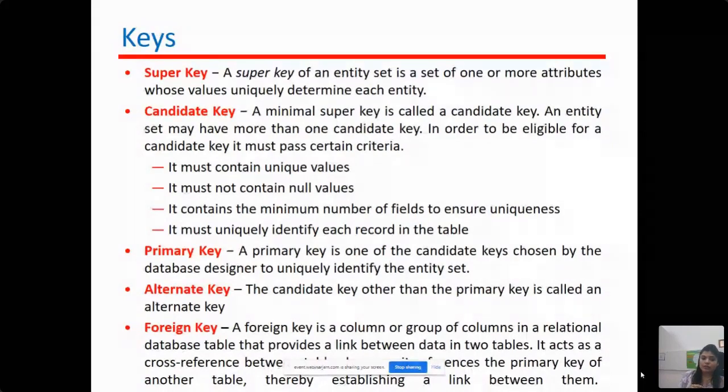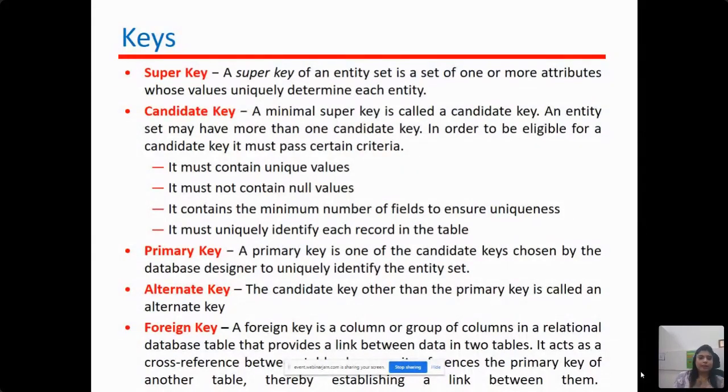Okay, then last one, we have a foreign key. Basically, a foreign key is required when we need to link the data between two tables. How will we link them? Generally, we would link them through a foreign key, and that foreign key would act as a primary key in the other table.